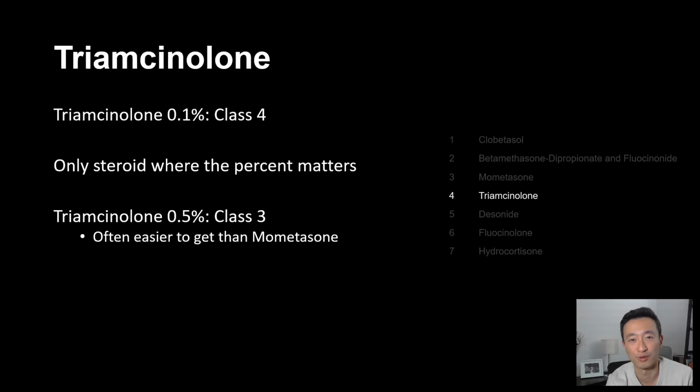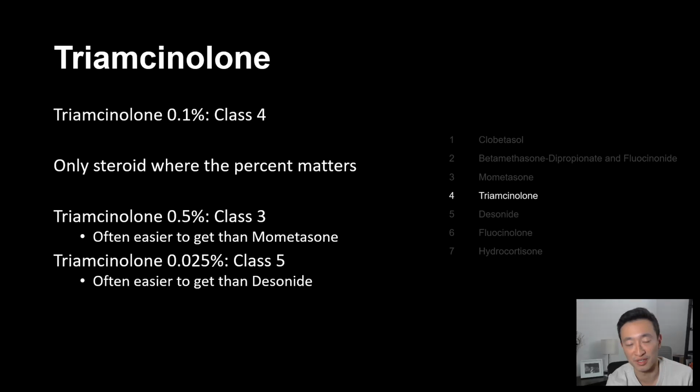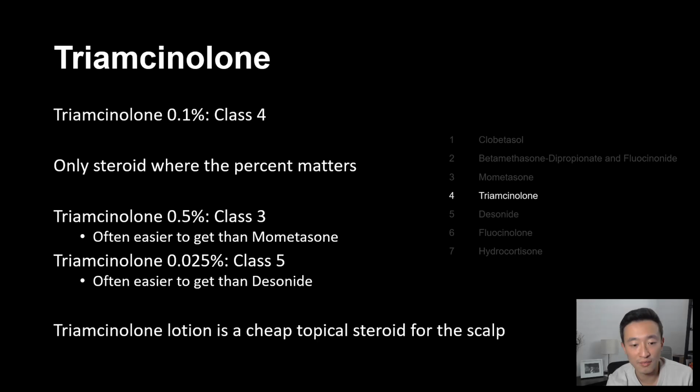Now, as far as Triamcinolone 0.025%, that's the weaker version of the regular Triamcinolone, and that's class 5, just one step down. And I think of this as an alternative to Desonide. And just one other tip: Triamcinolone lotion is a cheap topical steroid for the scalp. So if you're in the situation where you would have prescribed the Lidex solution, or Clobetasol solution, or Fluocinonide oil, and you couldn't have gotten it covered by insurance, then maybe you want to use Triamcinolone lotion.